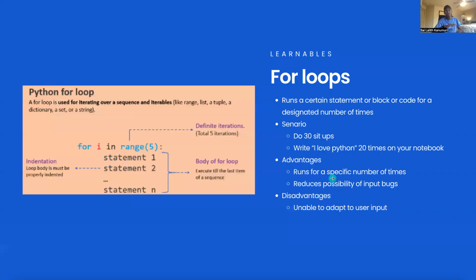So now let's go into for loops, which is basically the polar opposite. For loops run for a designated number of times. So if you know how many times you need to do something, this is the perfect thing to do. So the scenario is do 30 push-ups. You just keep on doing 30 push-ups. Or write I love Python 20 times in your notebook. Again, with a for loop, you're doing this a designated number of times.